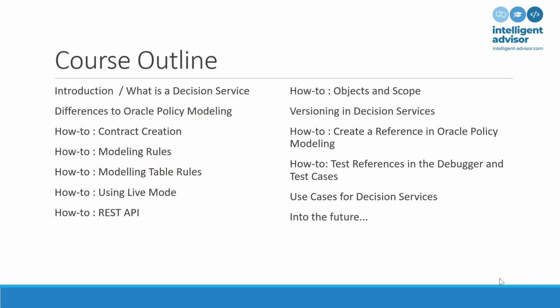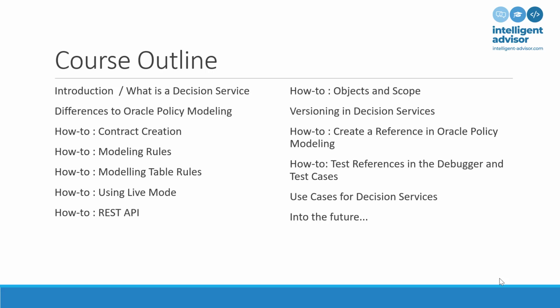So here is the course outline. Beyond this chapter, we will look at the differences with Oracle Policy Modeling. So we want you to understand that there are differences and there will be differences and there will continue to be differences. We'll look at the fundamental things that change. Then we'll move into a series of practical chapters which will discuss and describe the concept of contracts, which is something which you probably already have considered when working with Oracle Policy Modeling, but now will become a mandatory part of your activities. And then we'll move into modeling rules.